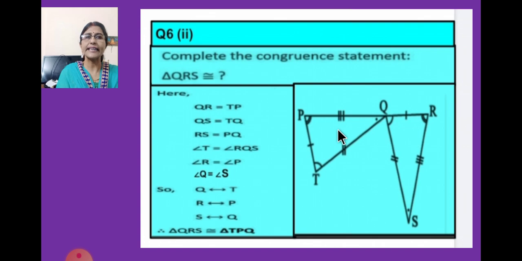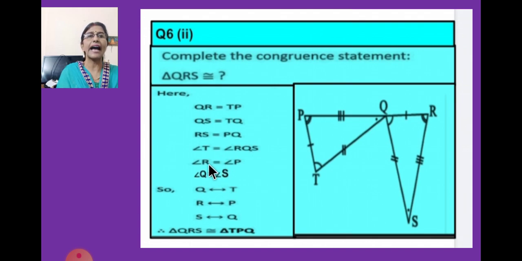And now we will see the angles. Angle T is this one. You can see with one small arc and here also one arc is there. So we can name it as angle RQS. So angle T is equal to angle RQS.